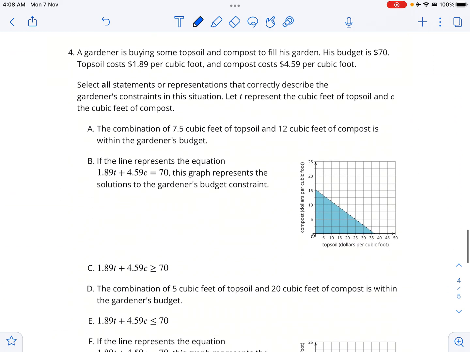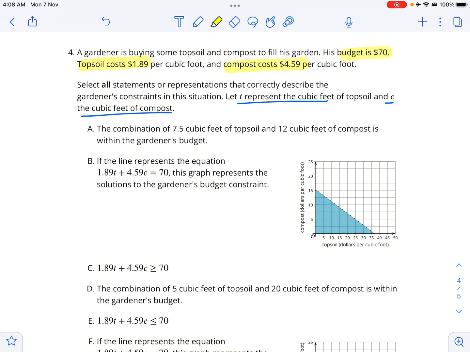Question 4. A gardener is buying some topsoil and compost to fill his garden. His budget is $70. Topsoil costs $1.89 per cubic foot, and compost costs $4.59 per cubic foot. Select all of the representations that correctly describe the gardener's constraints in this situation. Let T represent the cubic feet of topsoil and C represent the cubic feet of compost. So there are my variables. The budget is $70, cost for topsoil, cost for compost.